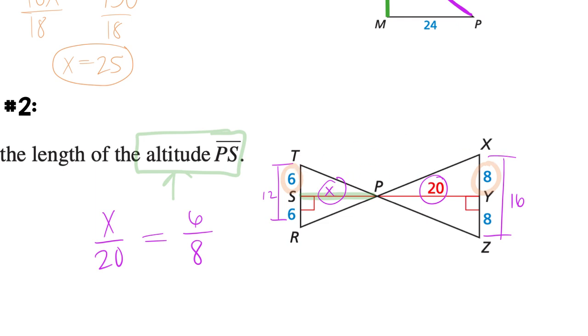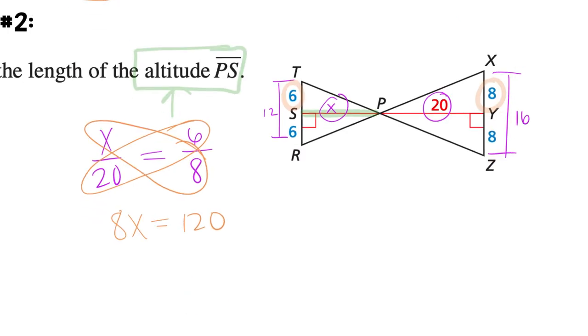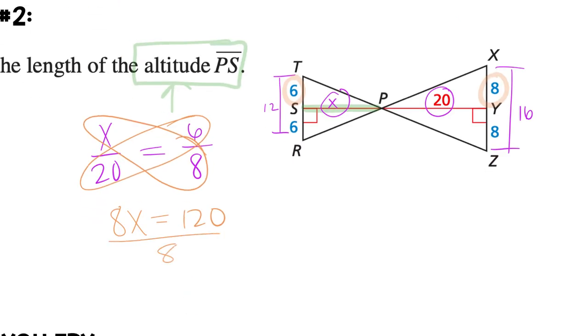Now let's go ahead and cross multiply here. 8 times X is 8X. 6 times 20, that is 120. And then you can just divide both sides by 8. So x is 15. So that's our altitude. That means our altitude is equal to 15.